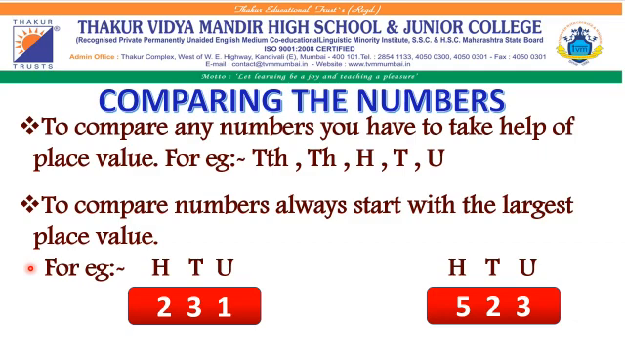Let's see how. In the first example, in hundreds place we are having the digit 2. In another example, in hundreds place we are having the digit 5. So, first we will compare with the largest place value. So, on the left hand side we have 2 and right hand side we have 5. That means 5 is a greater number. So, in the comparison of two numbers, the second number, that is 523, is the largest number and 231 is the smallest number.